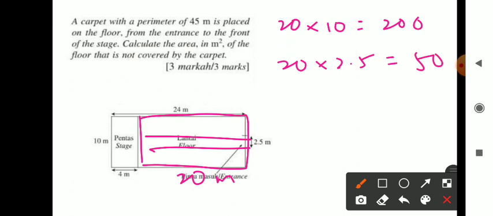Okay, so calculate the area not covered by the carpet. So 200 minus 50. 150. You write nicely. Saya tulis macam ni, I only give you the answer. Next.